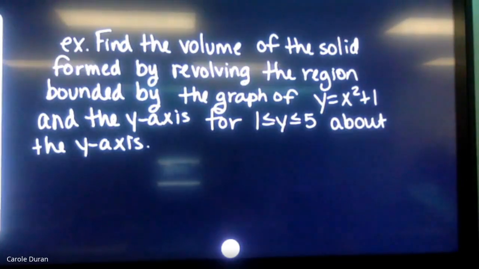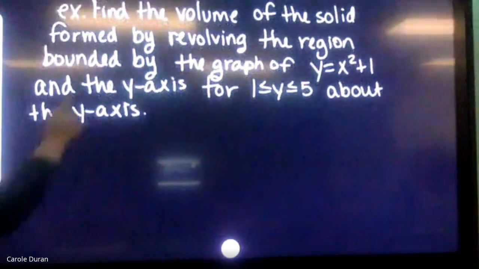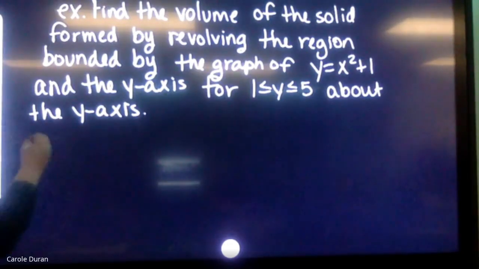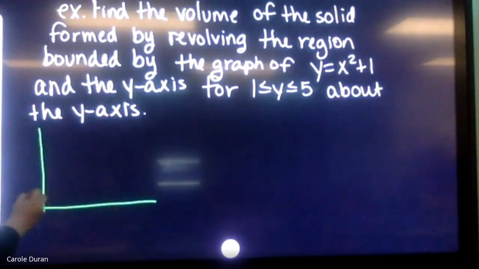Just like before, I definitely want to draw this because it always seems to help me. We're going to start by just drawing y equals x squared plus 1 and flip on the bounds that it gives me. So it told me I'm only looking between y equals 1 and y equals 5. So those are the only bounds I really care about there.